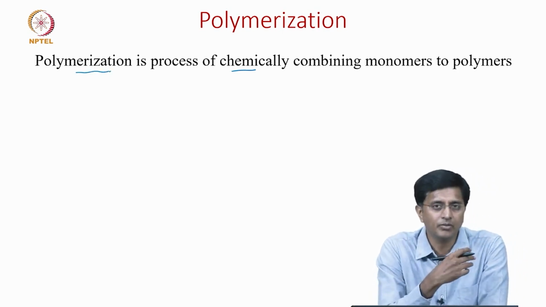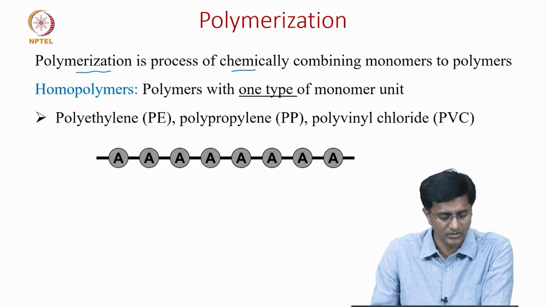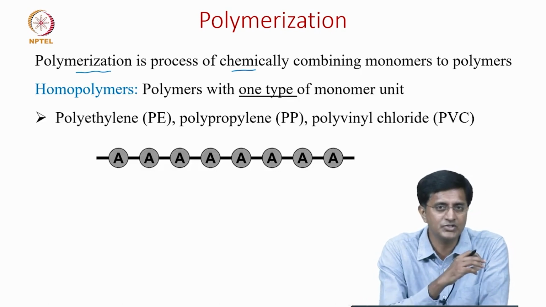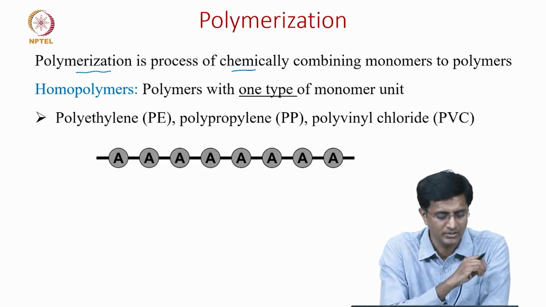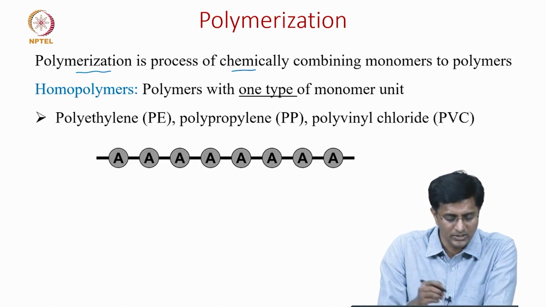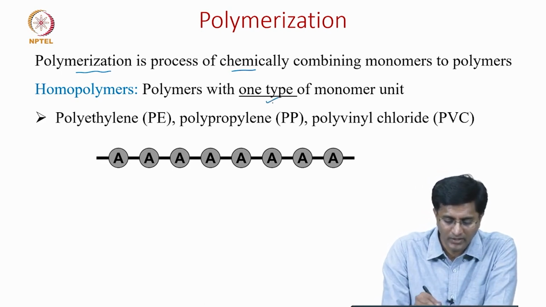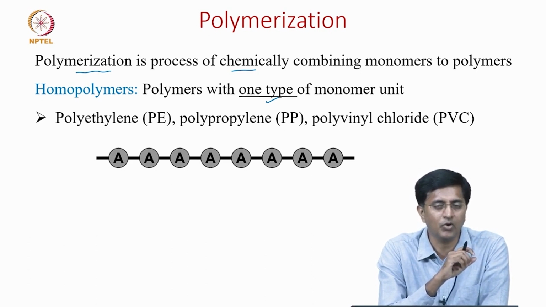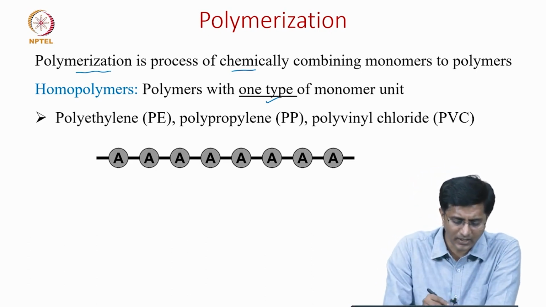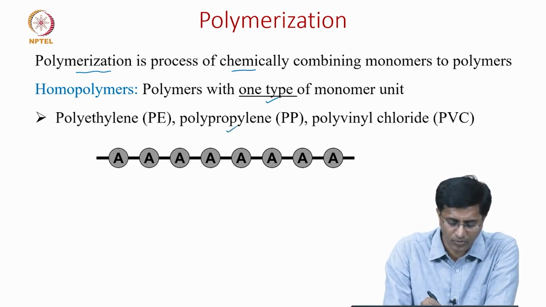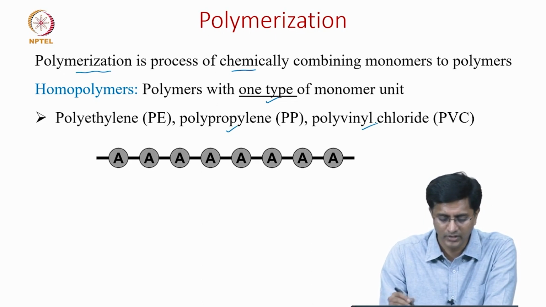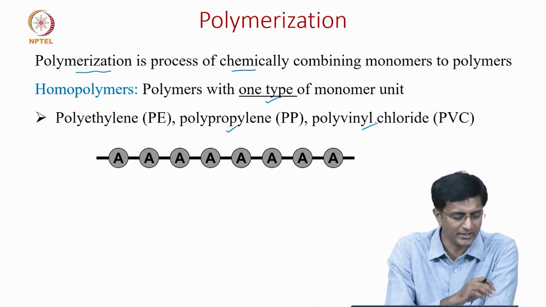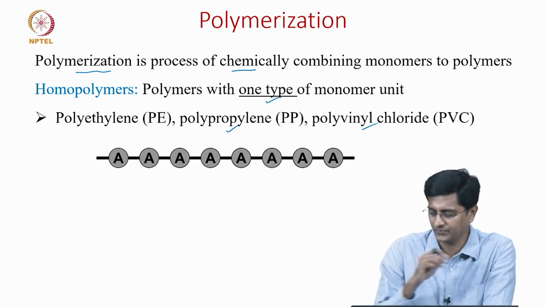There are two different polymerizations. One is a homopolymer, which we have already seen in the previous slide. So what are these? These are polymers with only one type of monomer unit. So we only have ethylene in the case of polyethylenes. There are other examples like polypropylene and polyvinyl chloride, which also fall into this category of homopolymers.